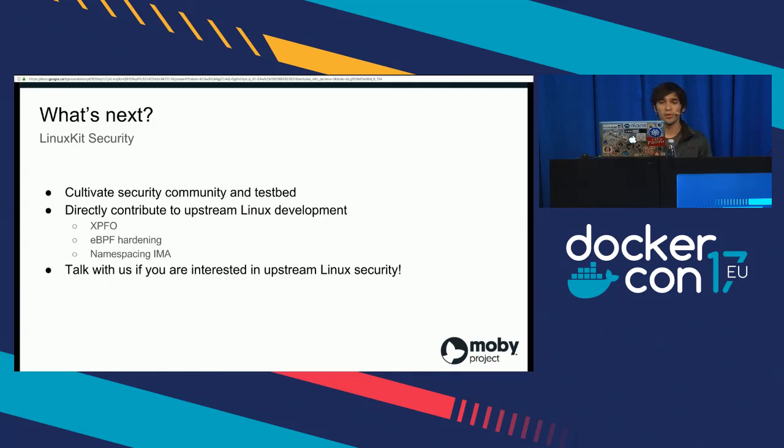We also have a number of contributors directly contributing to upstream Linux kernel hardening efforts. So if you're familiar with the XPFO page mapping, as well as eBPF hardening, and working on figuring out how to namespace IMA. So if you went to Tycho Anderson's talk earlier this week at DockerCon, he has a number of other areas that he's been looking at in particular. So please tell us if you're interested in upstream Linux security and love to talk more about how we can test it out in LinuxKit and collaborate.